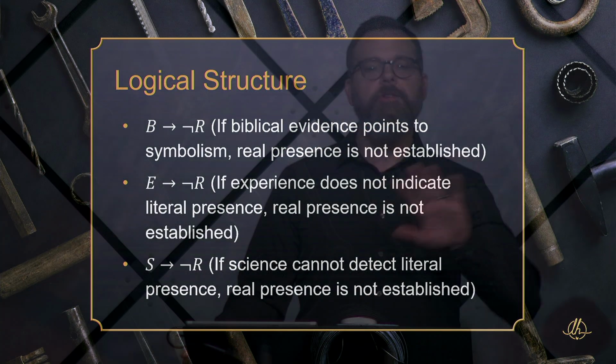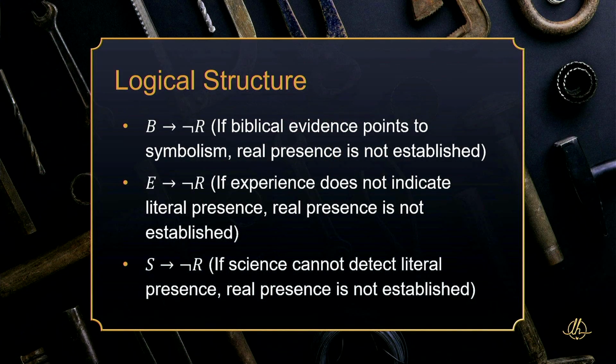And then AI generated this beautiful logical case. It doesn't all fit on one slide, so we have two slides for it. I know this maybe seems weird for some of you, especially the non-math people, but just trust me. This is going to make perfect sense. If B, then not R. If there's biblical evidence that points to symbolism, then real presence is not established. If E, then not R. If personal experience does not indicate literal presence, real presence is not established. If S, then not R. If science cannot detect literal presence, real presence is not established.